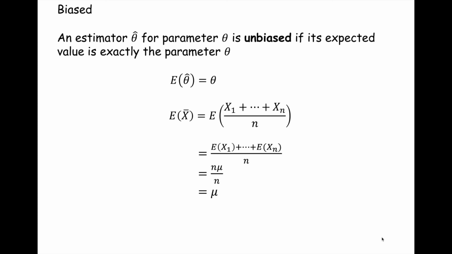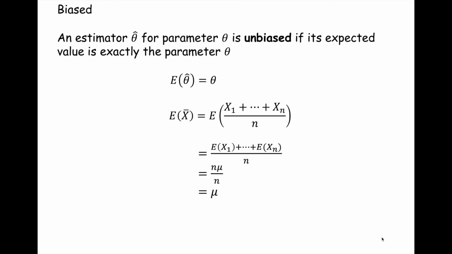All right. Expectation of theta hat is equal to theta. So our estimator, we're going to look at X bar, the sample mean. So what is the expectation of X bar, our sample mean? Well, we substitute for what X bar is. It's the sum of all the X's, all the sample measurements, divided by N. And so we have X1 plus X2 plus X3 up to and including XN. And then we multiply that sum by 1 over N. That's what it means to divide.